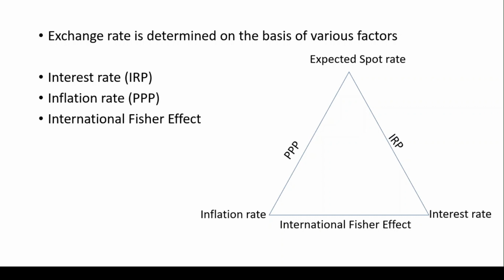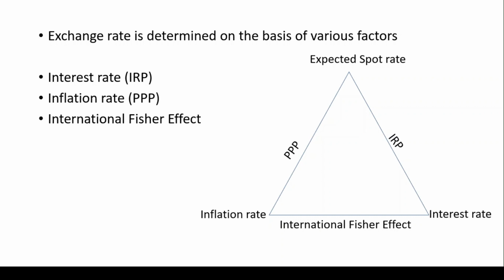So here in the triangle, you can see right at the top vertex, we have the expected spot rate, and right at the two baseline corners of the triangle, we can see inflation rate and interest rate. When any spot rate of foreign exchange is determined on the basis of the inflation rate, that theory is known as purchasing power parity theory, that is PPP.